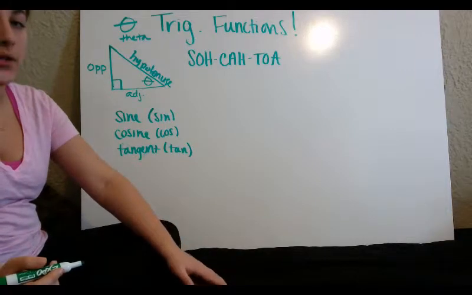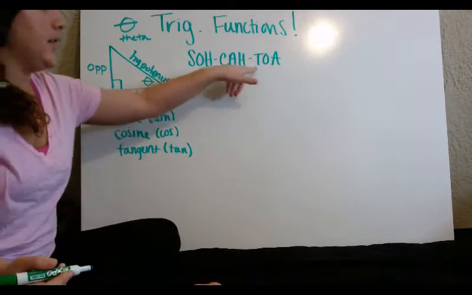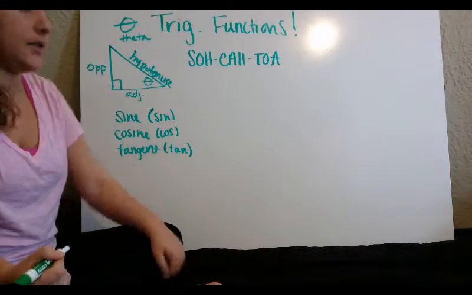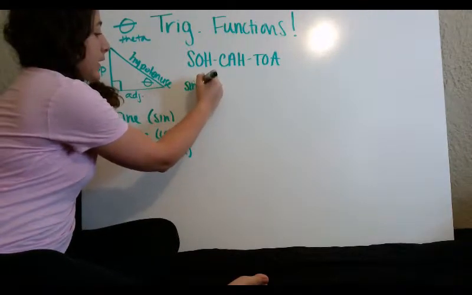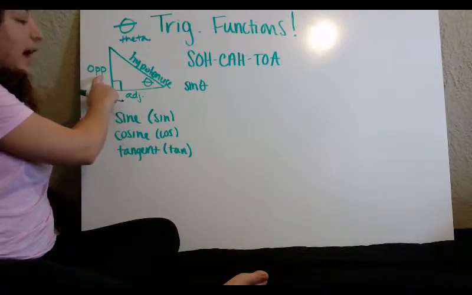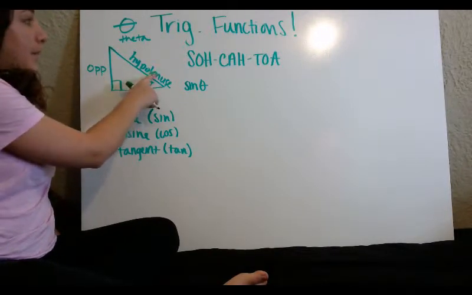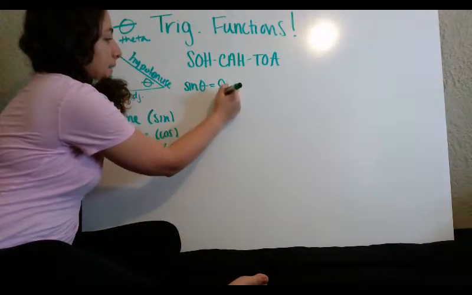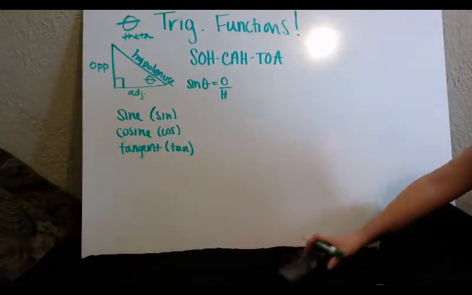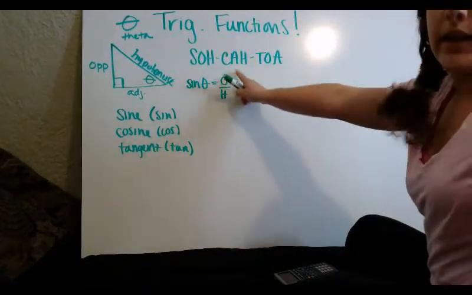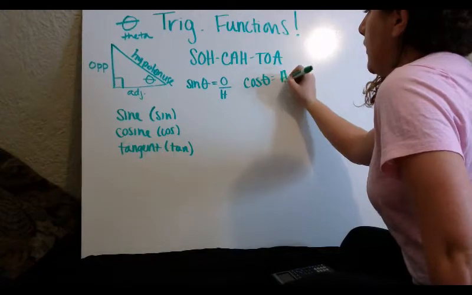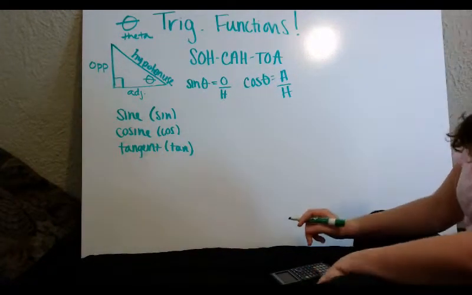So let's talk about what SOHCAHTOA is. SOHCAHTOA. This is actually going to help you remember the 3 trig functions. So the sine of theta, we're going to take the sine of this angle, is always going to be the opposite side divided by the hypotenuse. So it's always going to be opposite divided by hypotenuse. Let me flip sides on you. Cosine is going to be CAH, and that's going to be adjacent over hypotenuse. And then finally we have tangent.